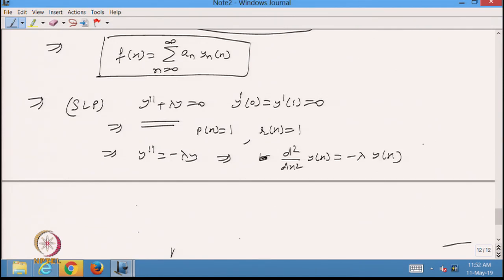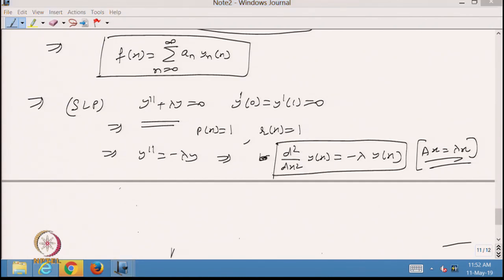So, if you just write this one, I can write A x is equal to some lambda x, this form, and this we know is the eigenvalue problem. So, this becomes the eigenvalue problem. From here I can find the solution, and if you solve this one I can find the solution of this equation. This is a linear, simple equation. So, from here I can find out the solution.